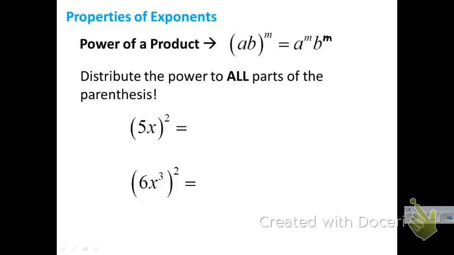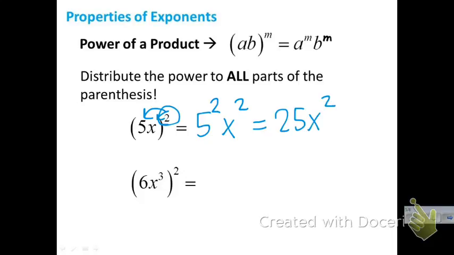And so we're going to go ahead and distribute this first one. This 2 has to distribute to both pieces, and remember that it is a power, so it's 5 to the 2nd and x to the 2nd. So 5 squared is 25, x squared, and that's as simplified as we can make that expression.